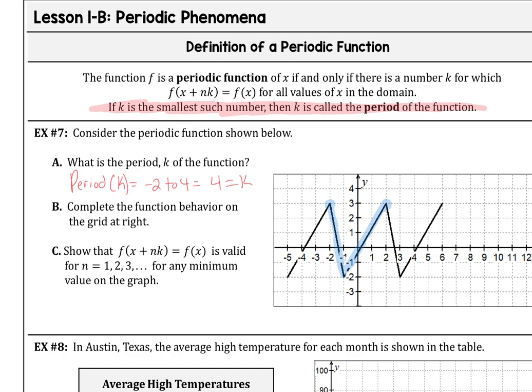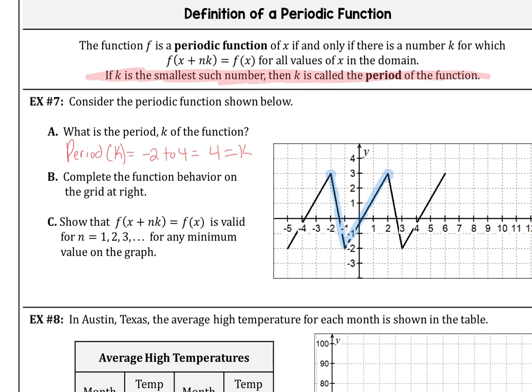So complete the function behavior on the grid. Now we're just going to repeat the process here. To get from the max value, let's say, look at this, to get from the max value of 2 down to the minimum, that's a change of 1 in the x value. So if I start here at 6, that means I'm going to get all the way down here by 7. That's the change.